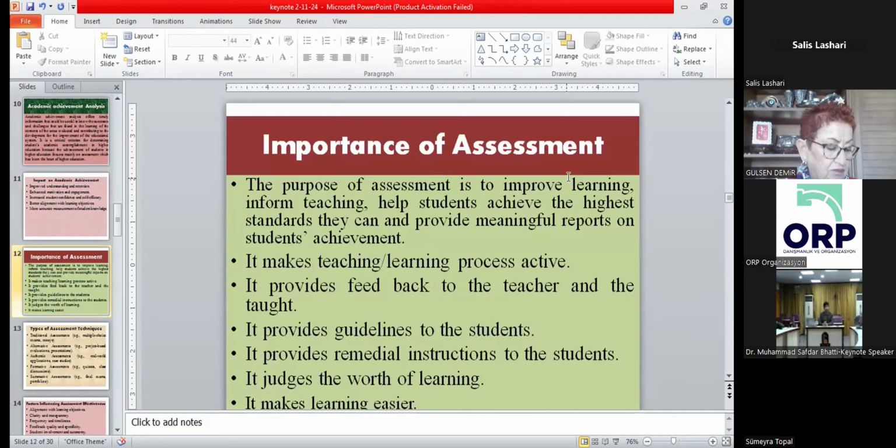What is the importance of assessment? Basically, it makes the teaching-learning process active. It provides feedback to the teacher and the taught. It provides guidelines to the student. It provides remedial instruction to the students. It judges the worth of the learning and it makes learning easier.